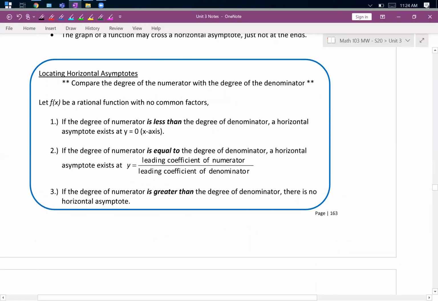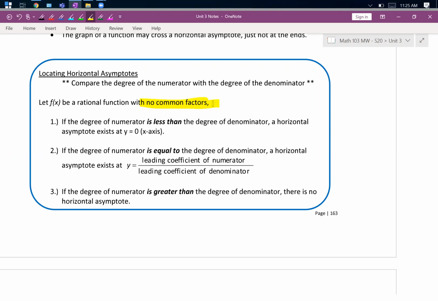So let's talk about how we locate horizontal asymptotes. Totally different from vertical asymptotes. Here, we're going to be comparing the degree of the numerator with the degree of the denominator. That's going to tell us about the horizontal asymptote. So if we let f of x be a rational function with no common factors, this means that we should be using the simplified version if our rational function simplifies for horizontal asymptotes as well.